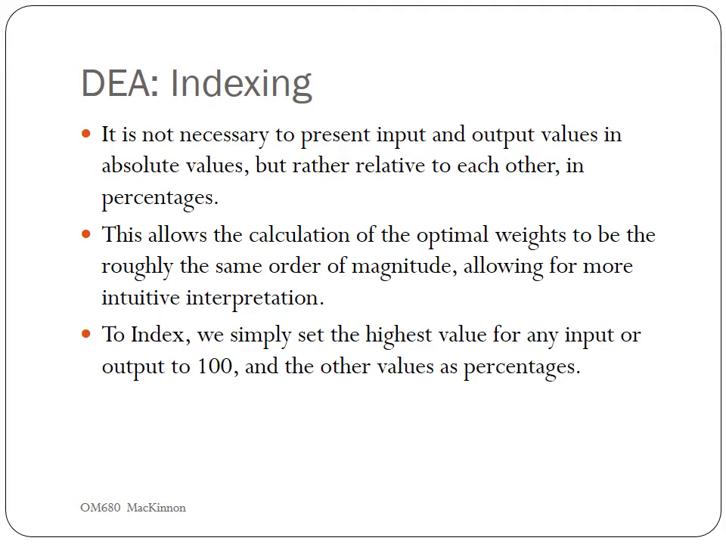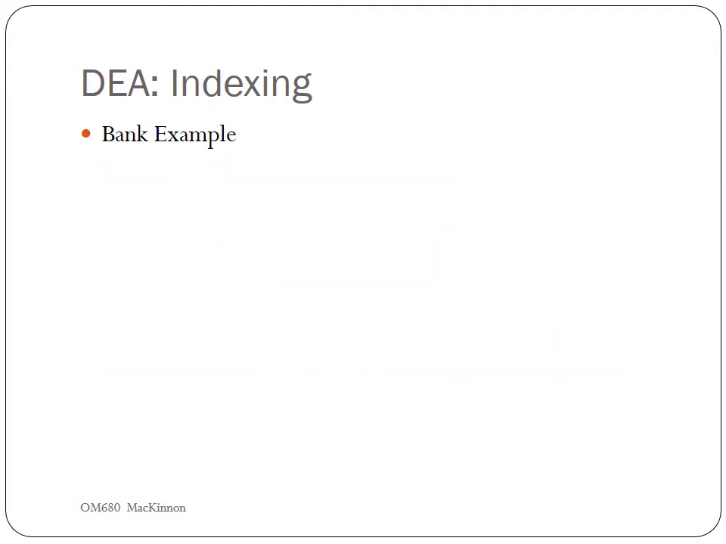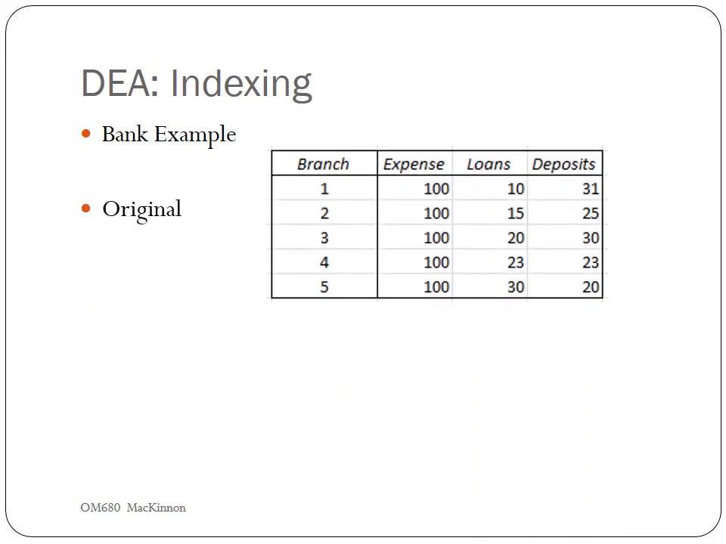And so in order to index, what we do is we set the highest value for any input or output to 100 and the other values as percentages relative to that highest value. So here's an example. In the bank example, this is the original. And so obviously all of the expenses, there's no need to index them because they're already at 100. They are all at the same value.